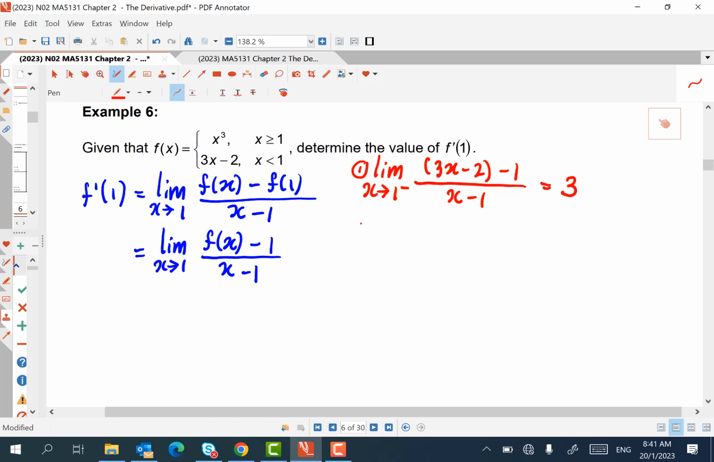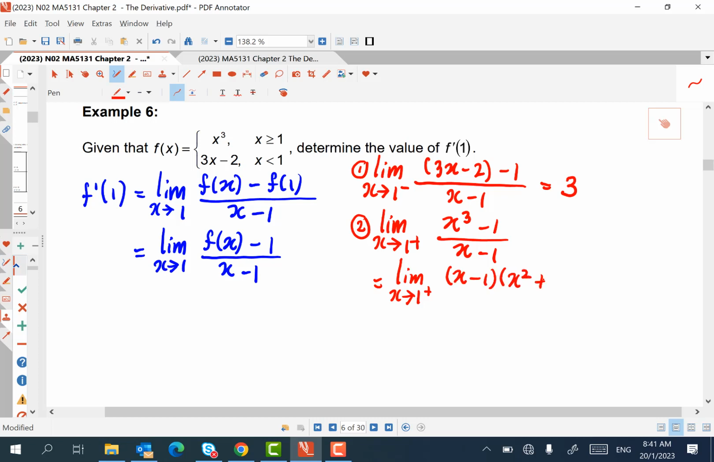And then on the right side, the limit as x approaches 1 from the right, this will give you (x cubed minus 1) over (x minus 1). Someone told me that there's a formula for factorizing the difference of two cubes. It's (x minus 1) times (x squared plus x plus 1).